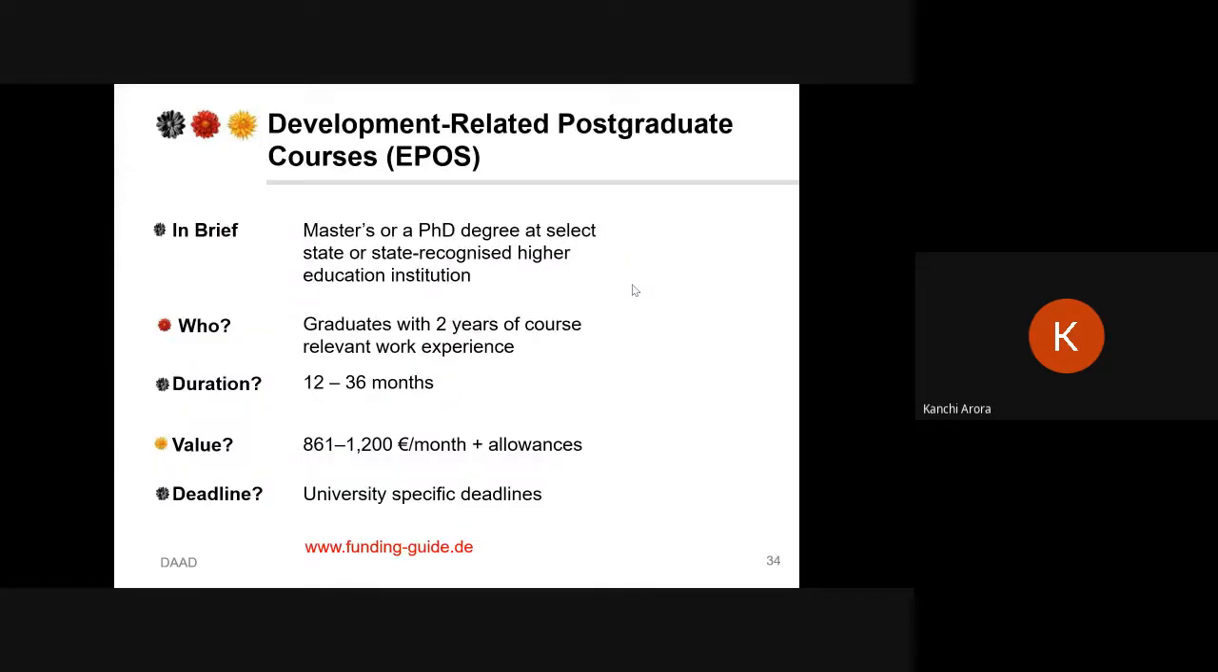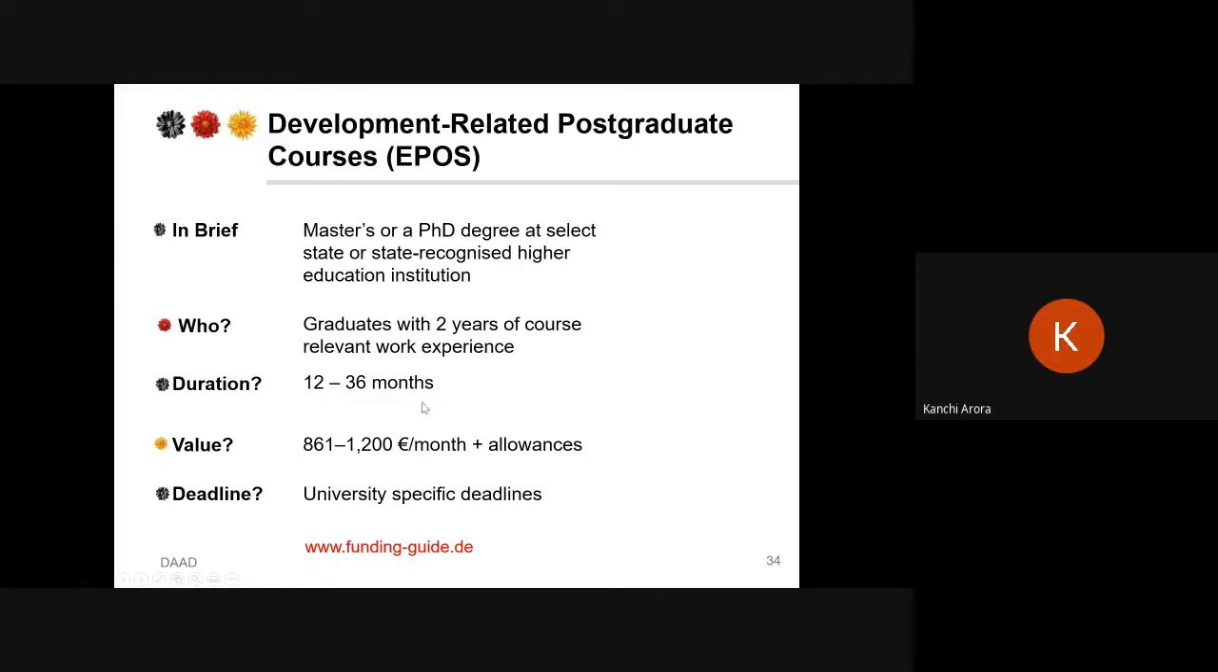Talking a little bit about the development-related postgraduate courses, again, you could be doing your master's degree in Germany, but what you need is 2 years of relevant work experience. If you want to apply for the EPOS scholarship, EPOS has courses related to urban planning, sustainable development, so not exactly architecture, but more or less related.